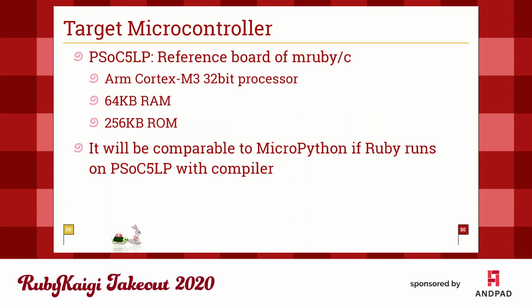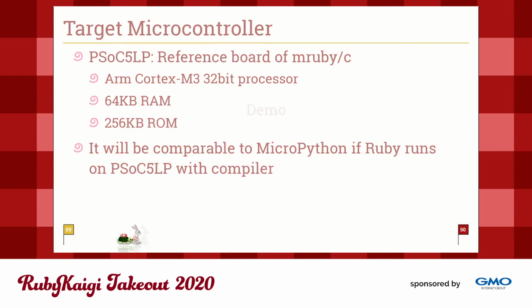By the way, our target microcontroller is PSoC 5LP, which has an ARM processor, 64 KB RAM, and 256 KB ROM. I think it will be impressive enough if a Ruby compiler runs on the microcontroller. Now, I will show you a quick demonstration.